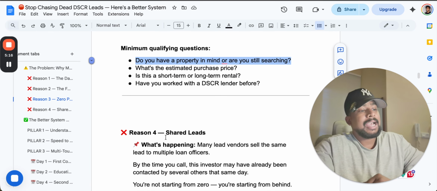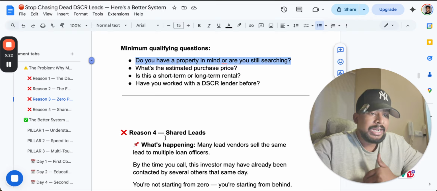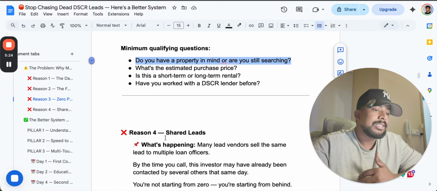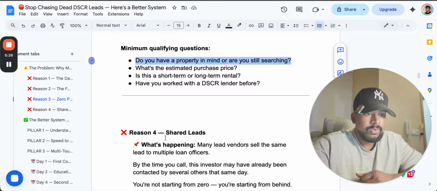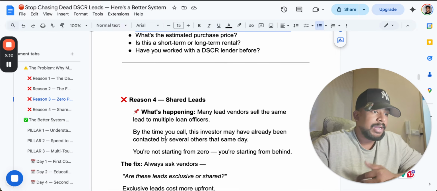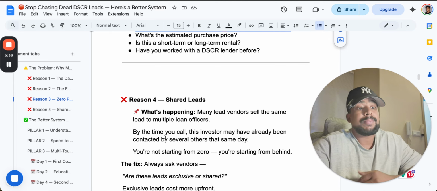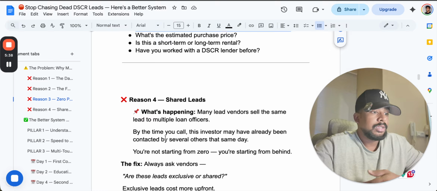Number 4, and this is the biggest reason why most leads are absolutely crappy: shared leads. Many lead vendors sell the same lead to multiple loan officers, and that's why the quality is absolutely garbage. By the time you call them, the investor might have moved on or gone with another lender, or they have been contacted by another lender the same day. So you're not starting from zero, you're starting from behind.